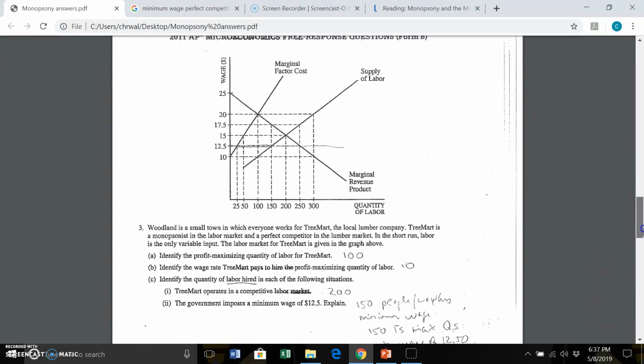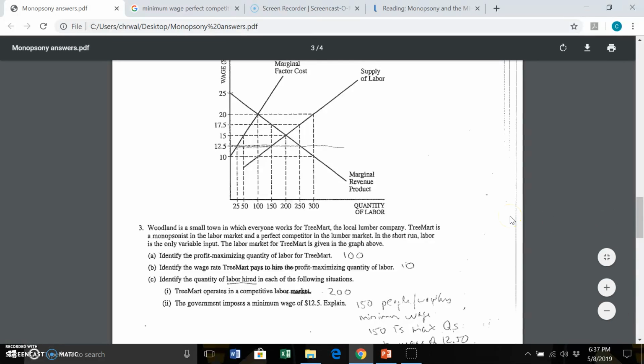For this one, which is your AP problem, Woodland is a small town. Everybody works for Tremart. Tremart is a monopsonist in the labor market and a perfect competitor in the lumber market. So we have a monopsonist in the labor market and perfect competition in the product market. Labor is the only variable input. The labor market for Tremart is given in the graph above. What is the profit maximizing quantity of labor for Tremart?